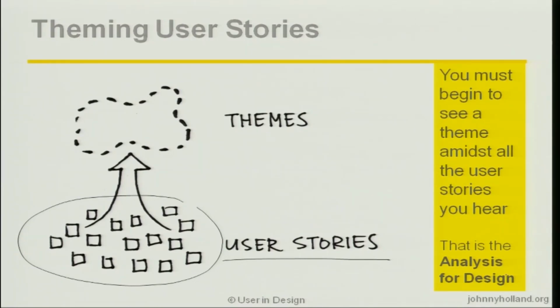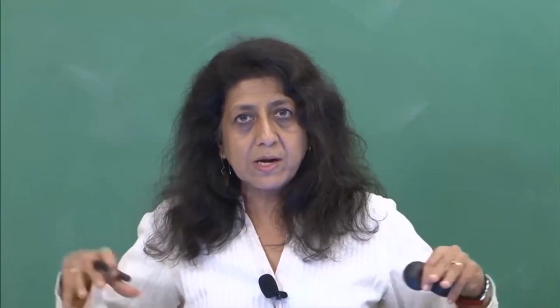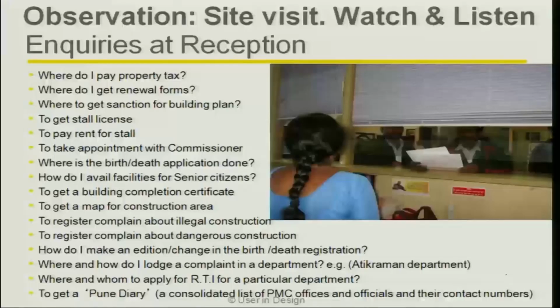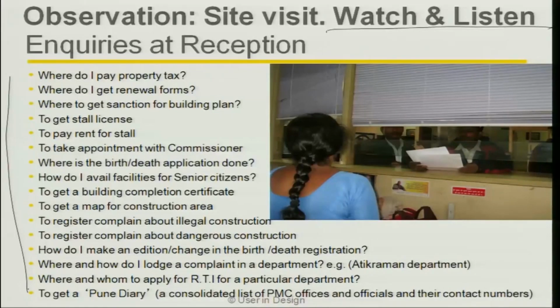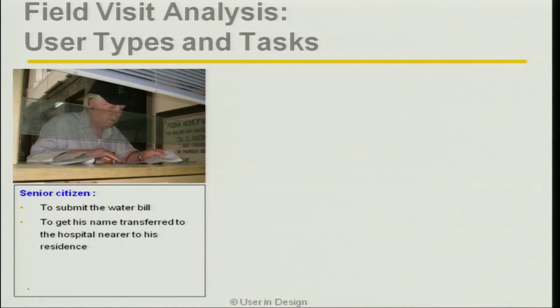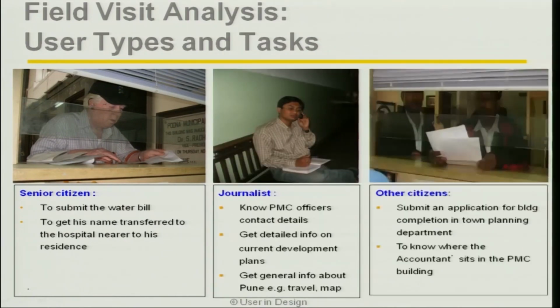That is where you're trying to now draw conclusions, draw broad generalizations from all the smaller little pieces of information that you find. So if you remember, by hanging around the reception at the corporation office, by watching and listening, this was the long list of things we found that people are asking for, right? So after coming back and taking that and trying to make sense of it, we figured that there are, among others, 3 types of people that I'm presenting to you. There's a group of senior citizens that comes there, and what are the kind of things they're interested in.